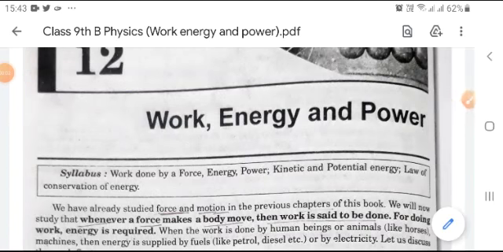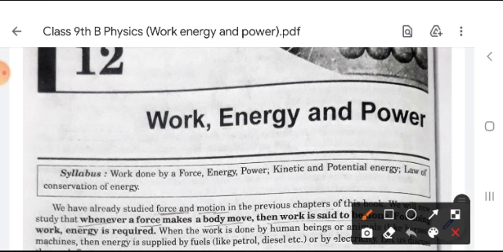Today I will explain the new chapter Work, Energy and Power. That is given here.